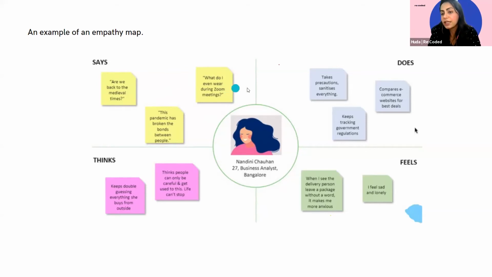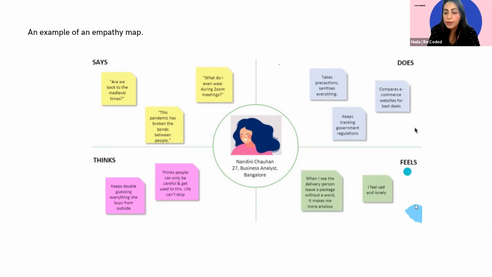Maybe actually she can do something, or when it comes to "does", which means literally the task that she is doing during that period of time. For example, she keeps tracking the news, let's say, to know more information about the pandemic.